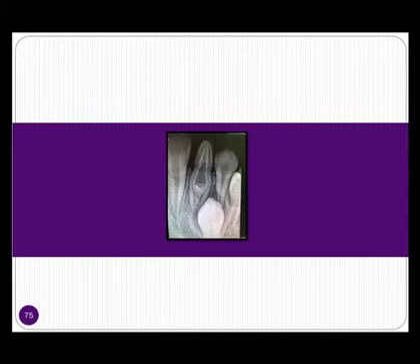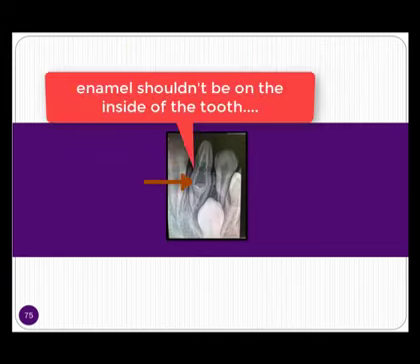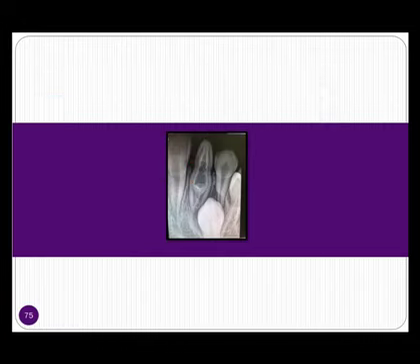So see the dense white enamel outlining the tooth? We can see the same density of the enamel inside the tooth where it does not belong. So we don't see enamel inside the tooth, inside this tooth, or inside this one. Hopefully you guys can see the difference in that.